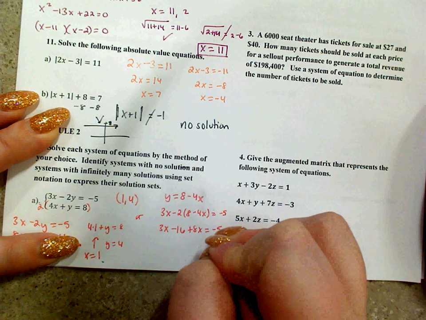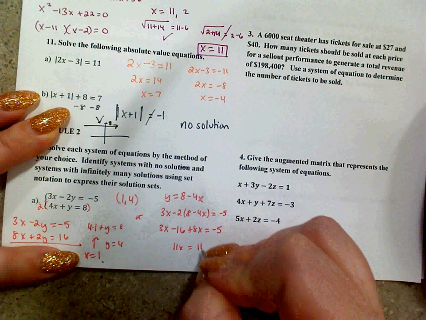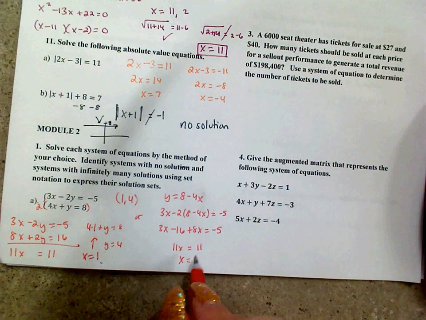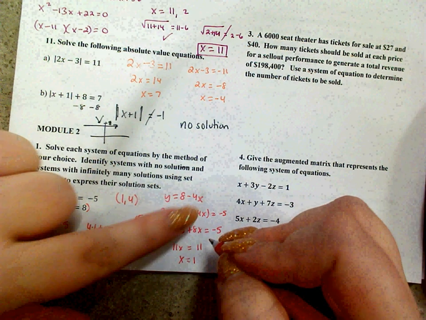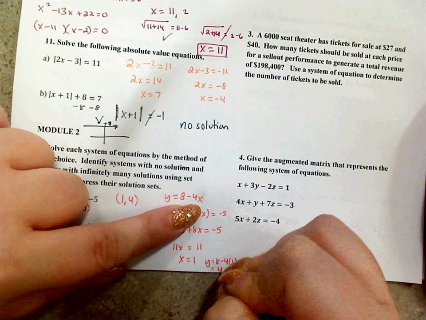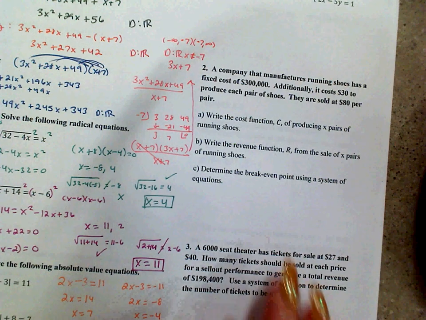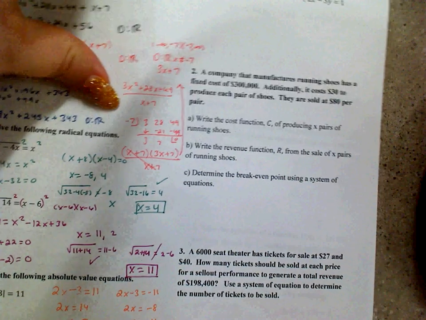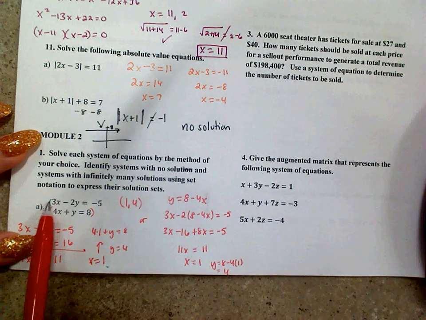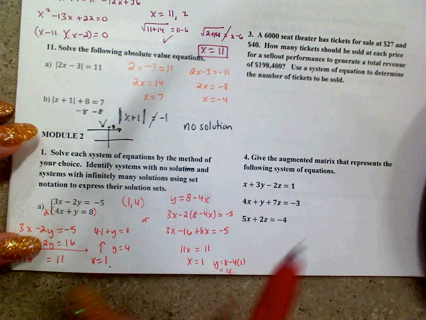I get 11x, and then I add 16 over, and I get 11 again. And I get x equals 1. And then I do the same thing. If x equals 1, then right here, I've got y equals 8 minus 4 times 1, which is 4. All right. Now, I could have also worked this by multiplying this by -4 and this by +3, because then I would have a -12 and a +12, but it's just easier when you have the ones that lend themselves to it.